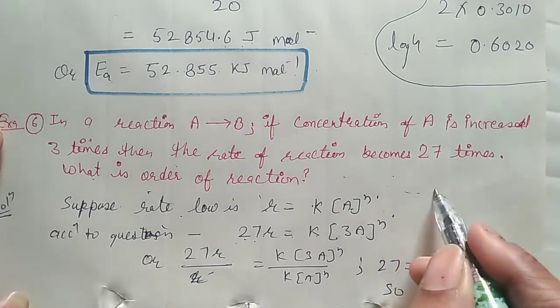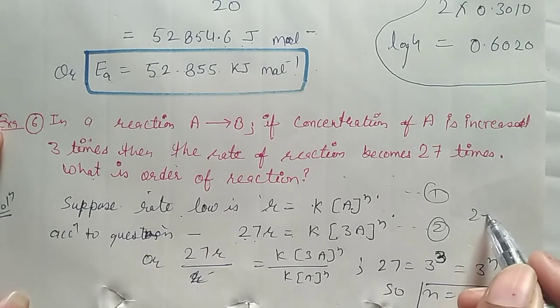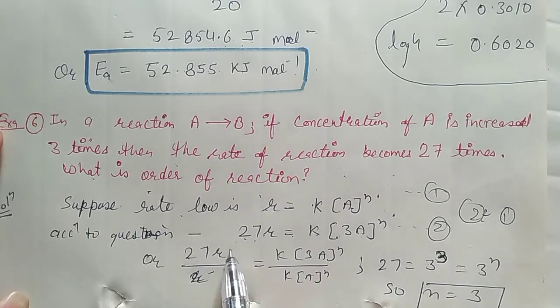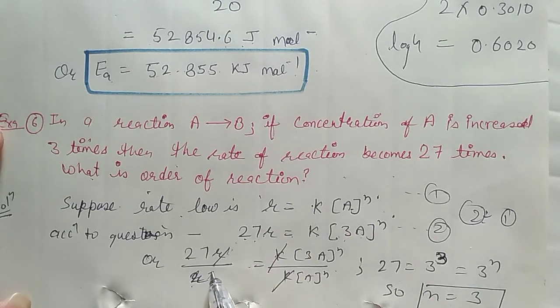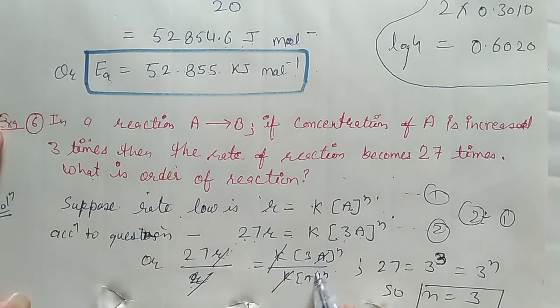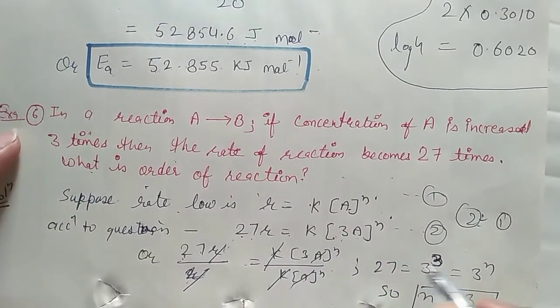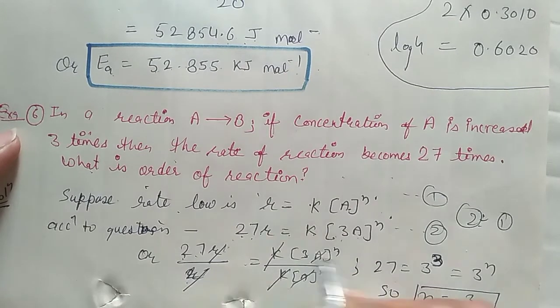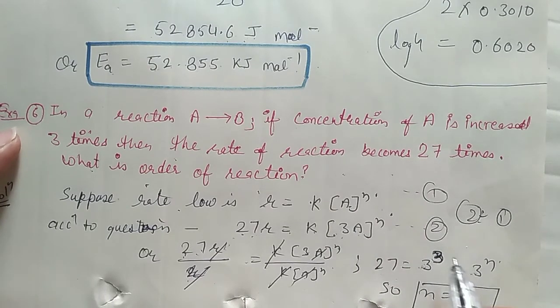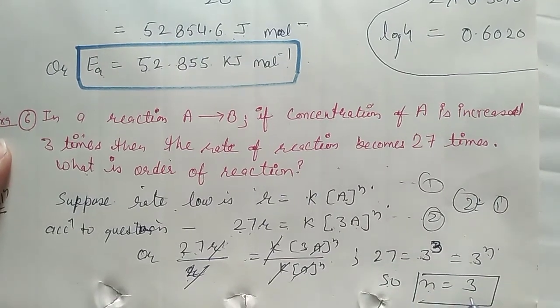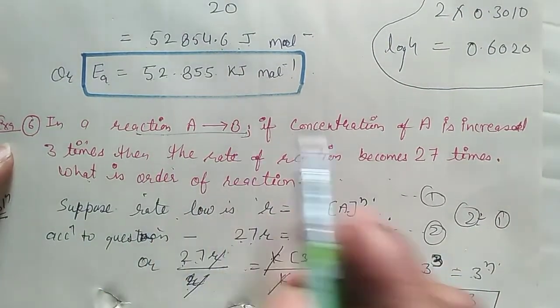So this is equation number 2, by dividing 2 by 1. Okay, 27R upon R is equal to K, 3A to the power n upon K A to the power n. K is cancelled by K, R is cancelled by R, and A to the power n is cancelled by A. So there 27 is equal to 3 to the power n. Okay, and 27 can be written as 3 cubed. So 27 is equal to 3 to the power 3 is equal to 3 to the power n. When bases are same, then powers will be same, so n will be 3, means the order of this reaction will be 3.